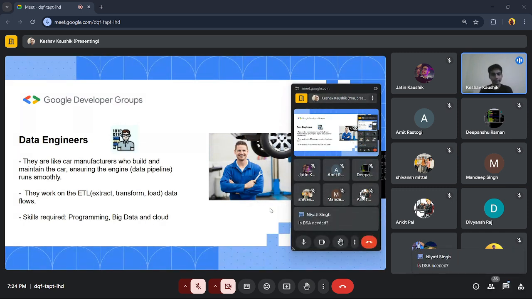Is DSA needed? This is actually a very good question. Let me tell you some experiences. For an Amazon software engineer role, SDE role, there are medium to hard questions. There are many rounds, and the questions they ask from LeetCode, DSA questions, are medium to hard. But for data engineers, they don't ask hard questions, and the pay gap is not very different, it's almost the same for the same years of experience.